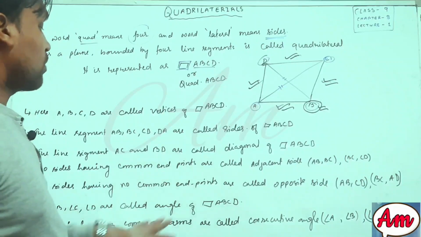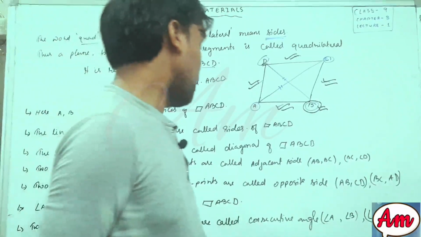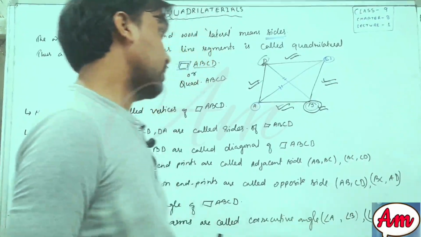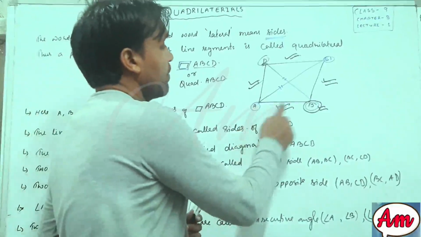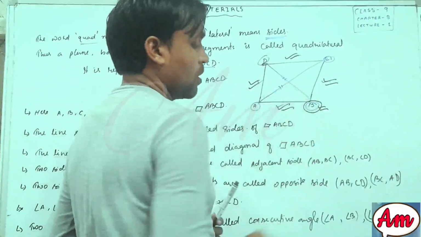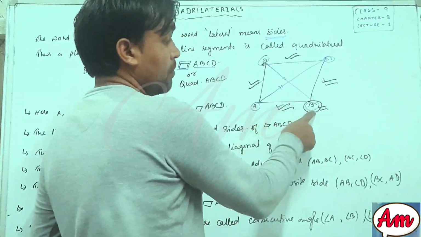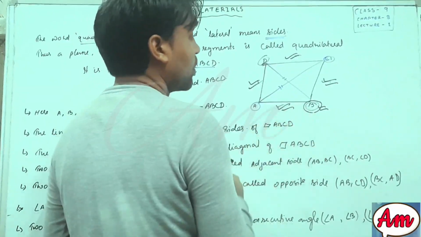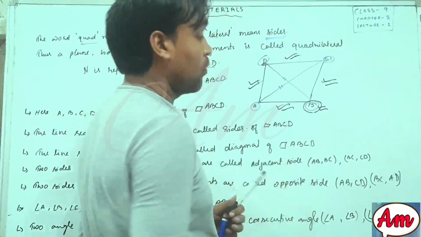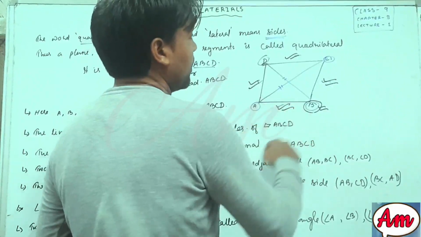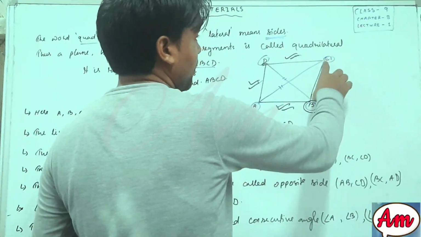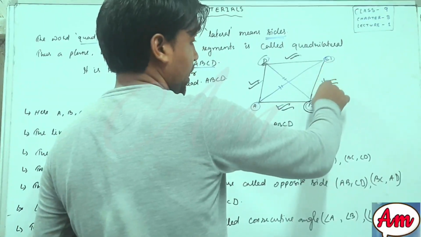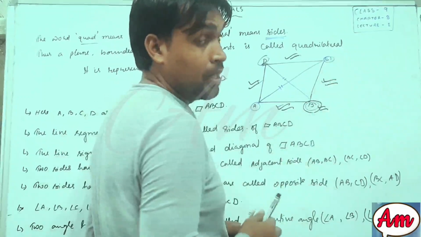Two angles having common arms are called consecutive angles. So see here, angle A and angle B will be called what? Consecutive angles. Why? Because they have a common arm AB. B and C will be called what? Consecutive angles. Why? Because they have a common arm BC.